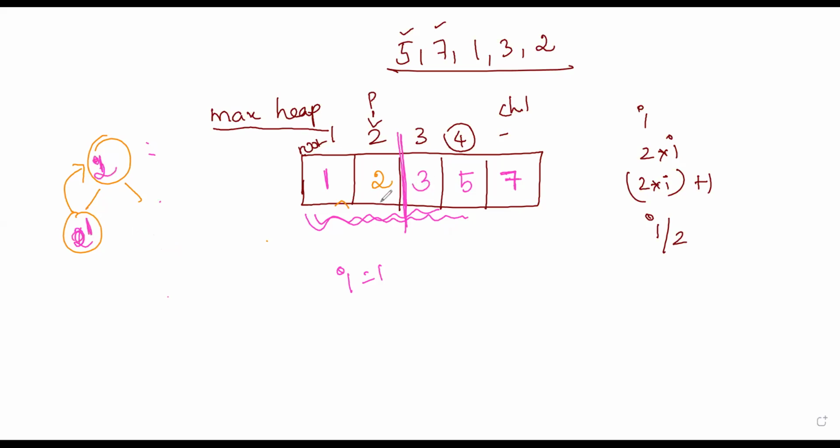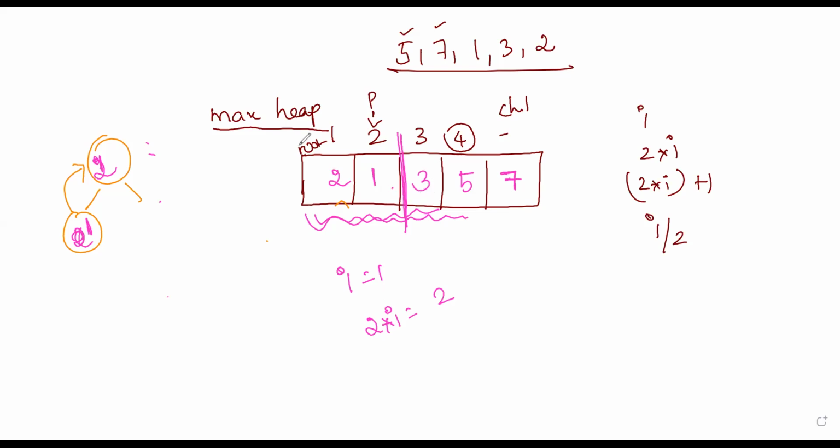So how will you do it here? I is 1. Its left child will be at 2 star I, that is at the second position. So 1 is compared with 2. It has the greater value, so swap it. 2 will be here, 1 will be here. So now I have stored the deleted element in the empty space.